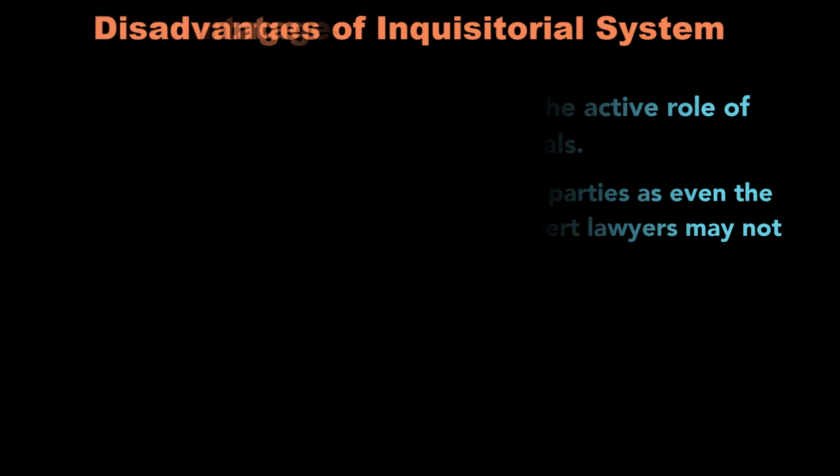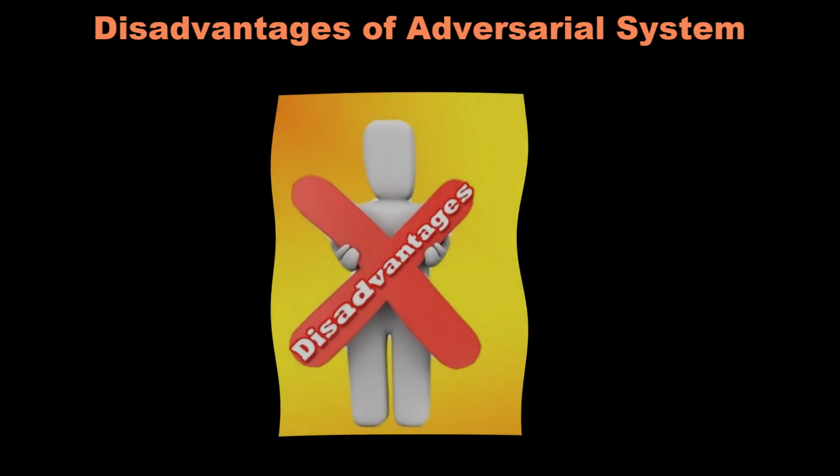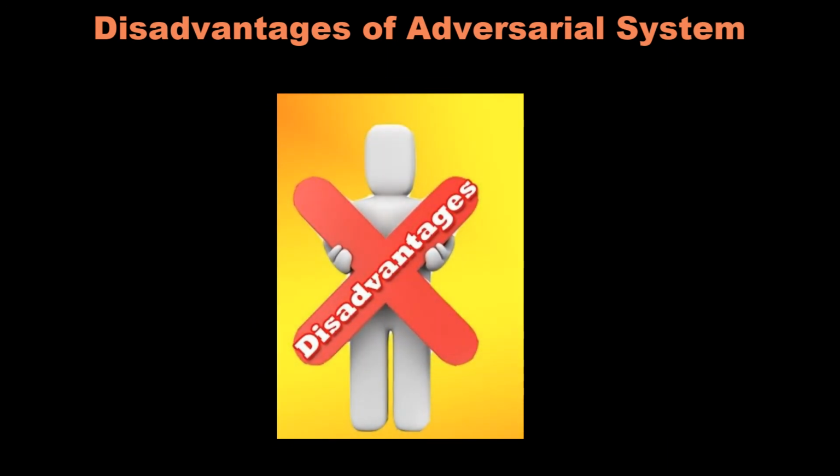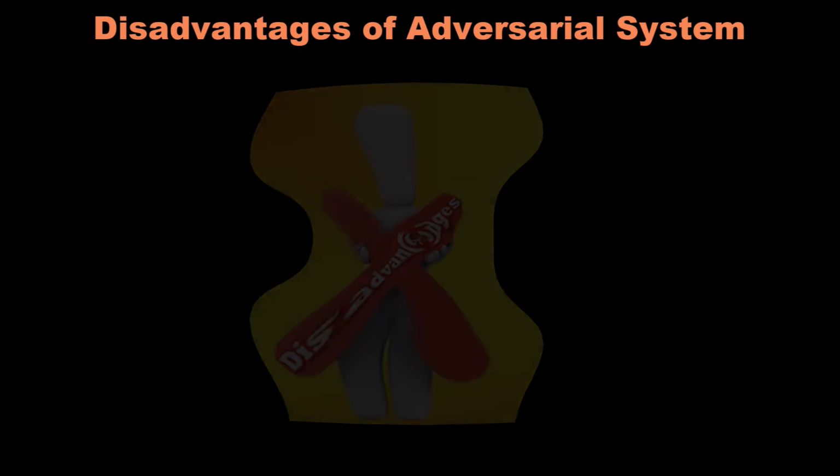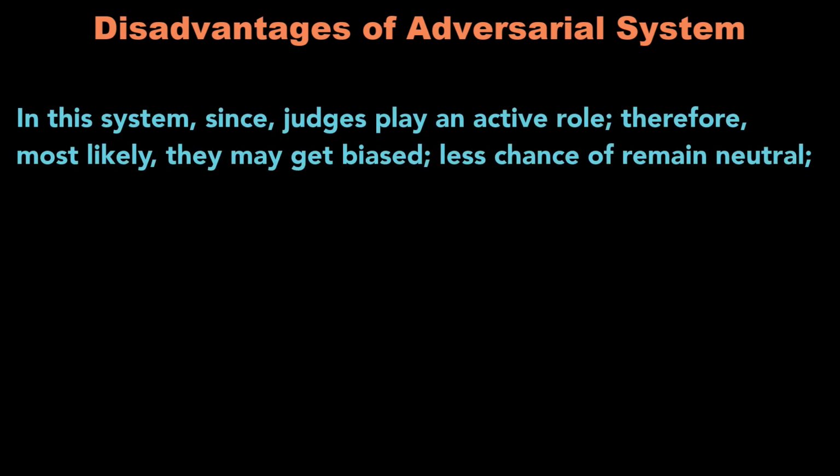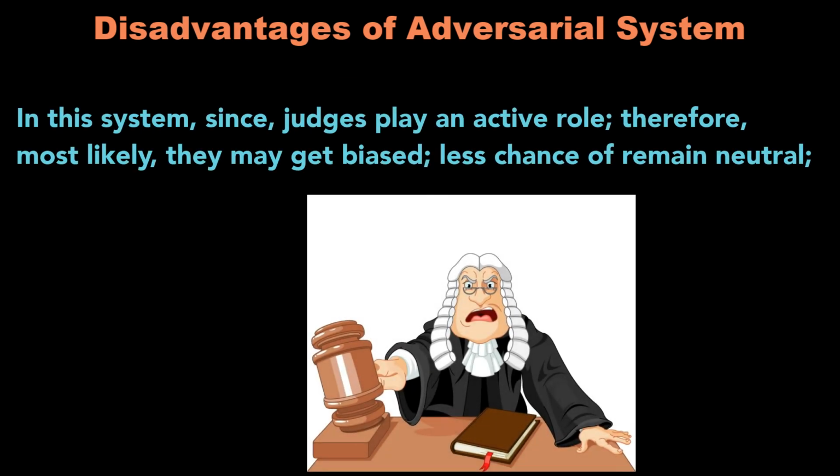Now let's discuss some of the disadvantages of the inquisitorial system. Following are the major disadvantages, such as in this system, since judges play an active role, therefore most likely they may get biased, with less chance of remaining neutral. See, here judges play an active role. He investigates the thing himself, so there is a chance that he may get biased.